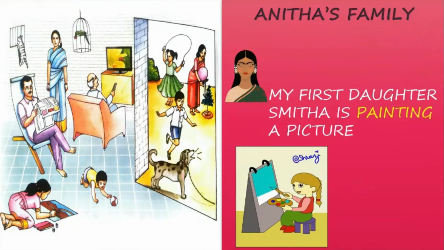My first daughter, Smita, is painting a picture. You can see here Anita's first daughter, Smita, painting a picture, right? And what is the spelling for painting? P-A-I-N-T-I-N-G. Painting.